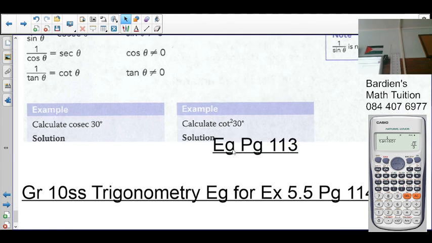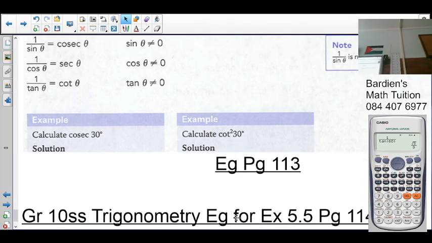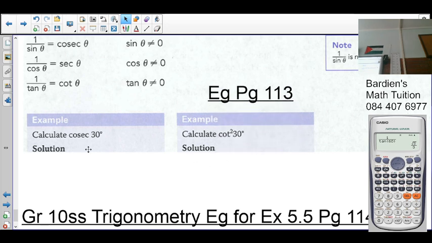So let's look at the examples now on page 113. So the question says, you must calculate cosec of 30 degrees. Cosec of 30 degrees. So what do we say here? This can be written as 1 over sine 30. Let's put that in our calculators. 1 over sine 30. Can you give us? 2. We all okay with that?